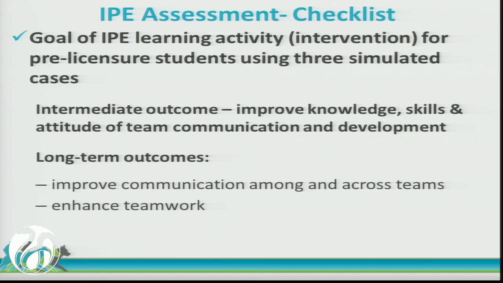So our checklist was, what's the goal of the learning activity? It was for pre-licensure students using 3 simulated cases. And we know from the literature that when they do more than one simulation, they get better as well. They start practicing as a team. We had an intermediate outcome, which is really improving their knowledge and skills around the attitude of working together in a team. Again, their first opportunity to do this. And the long-term outcome was to improve communication among and across teams, knowing that this is the single most important patient safety issue, and enhancing teamwork. What we weren't able to do was assess whether the training in the academic simulation lab transfers into practice. That was not our objective.